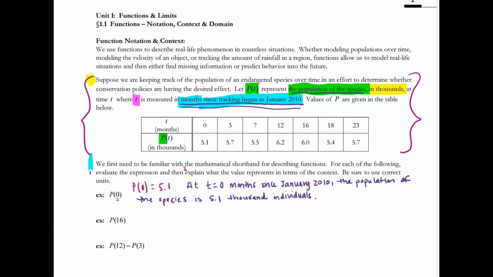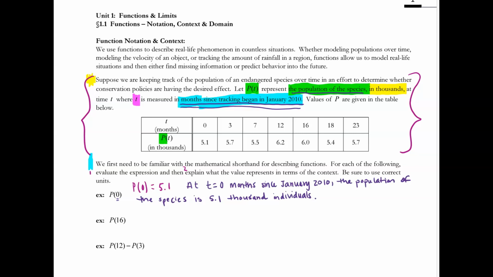But in calculus, you can pretty much get away with just saying t instead of time. But it is important that we have the units. It is important that we explain the variables in context, and it is important that we have the units, on both the time and the population. All right, I'd really like for you to pause the video and try the second example on your own, and then just unpause and check it.